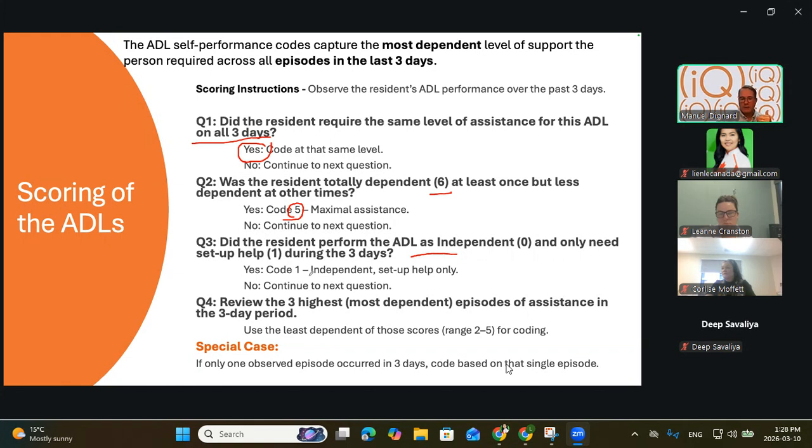If we're not just zeros and ones, then we're going to go to the next question. So we're going to review the three highest most dependent episodes of assistance. We're looking at stuff between 2 and 5, right? Because if we have a 6, we stop here. If they're all zeros and ones, we stop here. If they're all the same, we stop here.